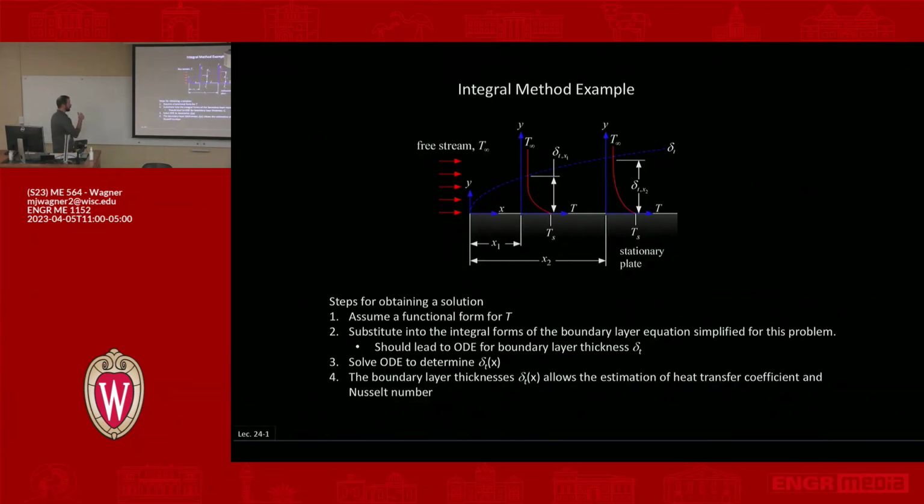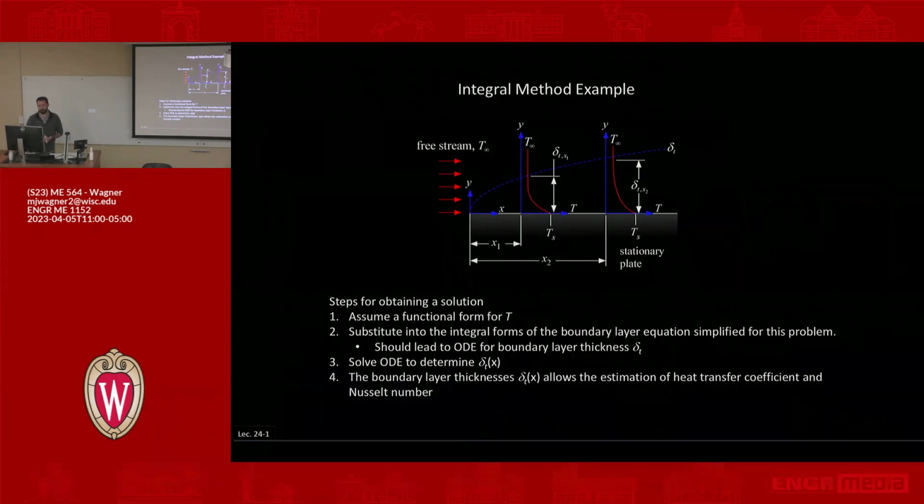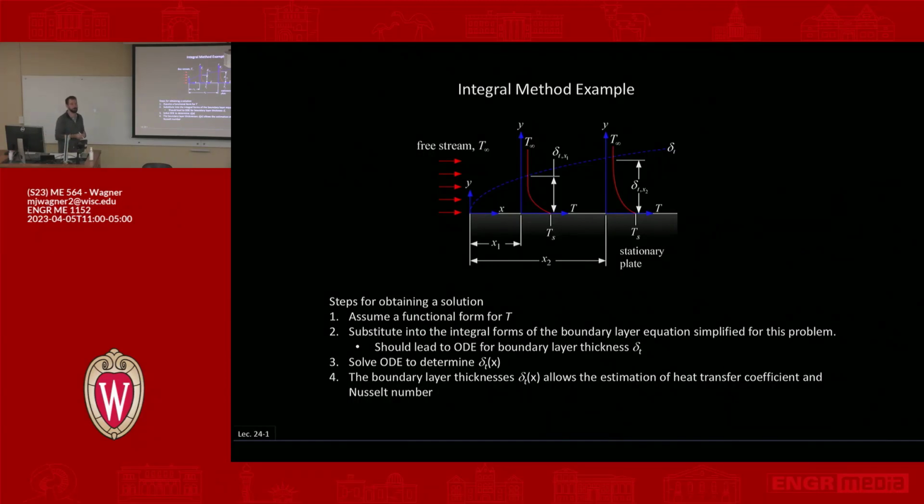The steps for the energy part of it are really similar to the momentum part. Right? We are assuming a functional form of temperature. So again, we have to say we're going to impose this temperature distribution. It is the temperature distribution for the problem. We assume that functional form, and then we solve for the unknown coefficients that go with that form. Substitute that into the integral forms of the boundary layer equation. That's going to lead us to an ODE, hopefully in terms of delta T, our thermal boundary layer thickness. We solve that to find delta T. And then the boundary layer thickness gives us something that we care about, normally the heat transfer coefficient, or Nusselt number, for the thermal boundary layer.